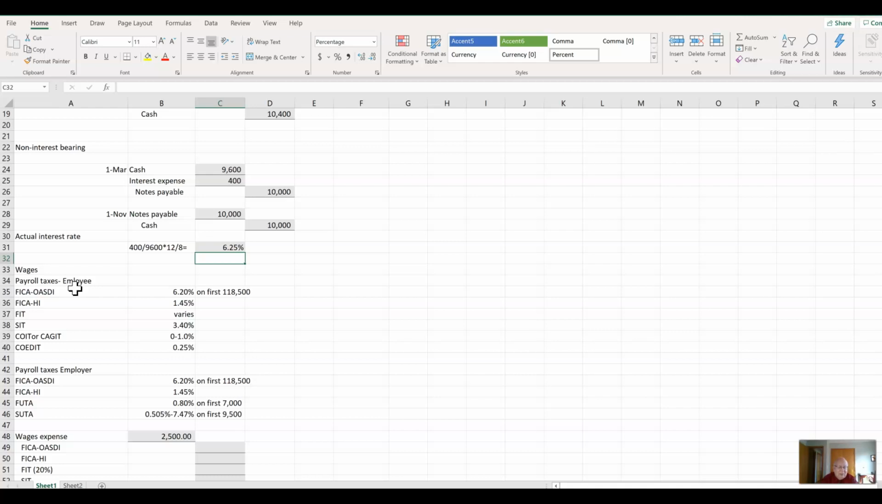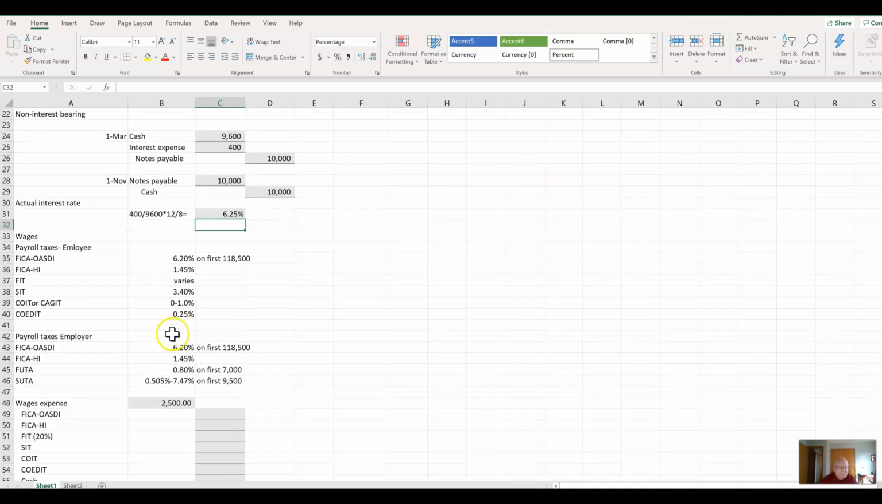FICA HI, which is hospital insurance, which is also known as Medicare, that's 1.45%. Of course, your FIT you use your tax tables for. SIT is 3.4% for Indiana, roughly. And then you have the county taxes, which is 1% and 0.25%. I have a range in there because it can vary, depends on the county that you're in.